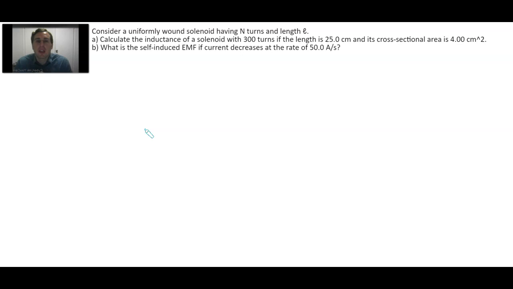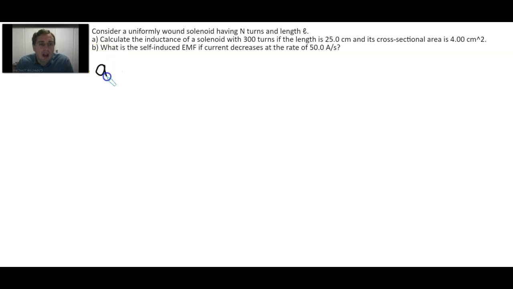I would like to perform a calculation here regarding solenoids and inductance. So let's look at this problem. Consider a uniformly wound solenoid having n turns in length L. A. Calculate the inductance of a solenoid with 300 turns. Its length is 25.0 centimeters and its cross-sectional area is 4.00 centimeters squared. B. What is the self-induced EMF if the current decreases at a rate of 50.0 amperes per second?